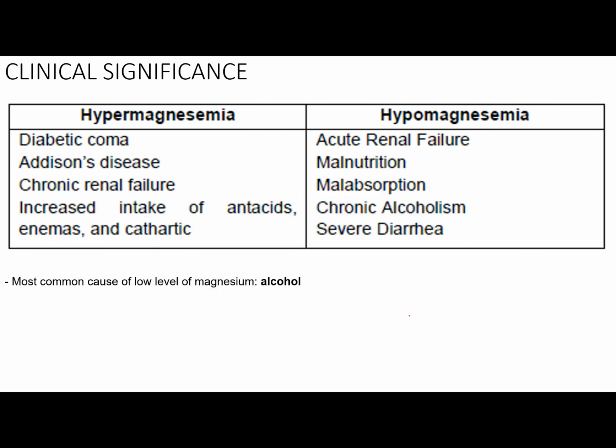Clinical significance class, hypermagnesemia is seen in diabetic coma, Addison disease, chronic renal failure, increased intake of antacids, enemas, and cathartic patient. Then we have your hypomagnesemia seen in acute renal failure, malnutrition, malabsorption, chronic alcoholism, and severe diarrhea. Again, the most common cause of low level magnesium is chronic alcoholism or alcohol intake.